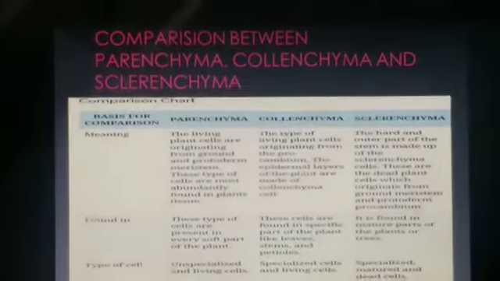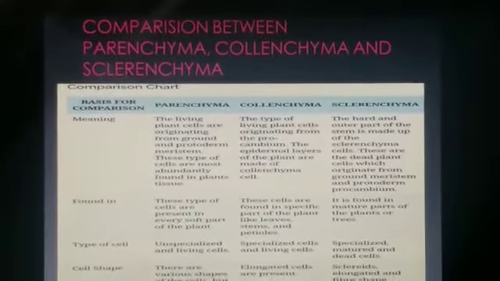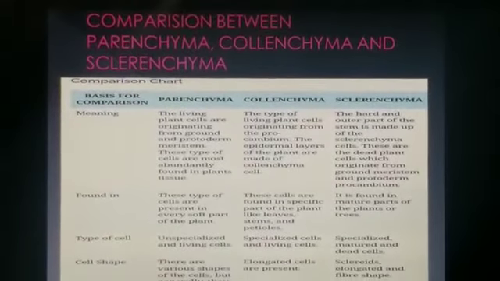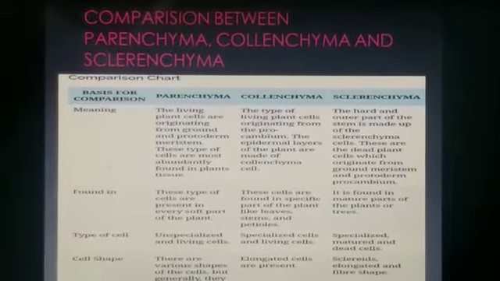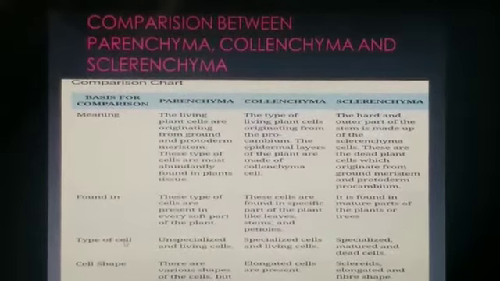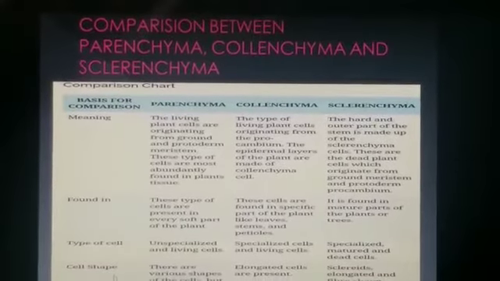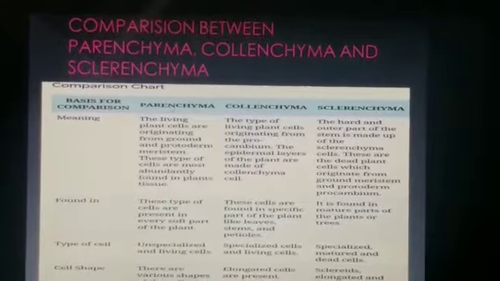This chart shows the comparison between parenchyma, collenchyma and sclerenchyma. The basis of comparison is meaning. First meaning, then where they are found, what type of cell they have, and what the shape of their cell is. Let's get started with the meaning.